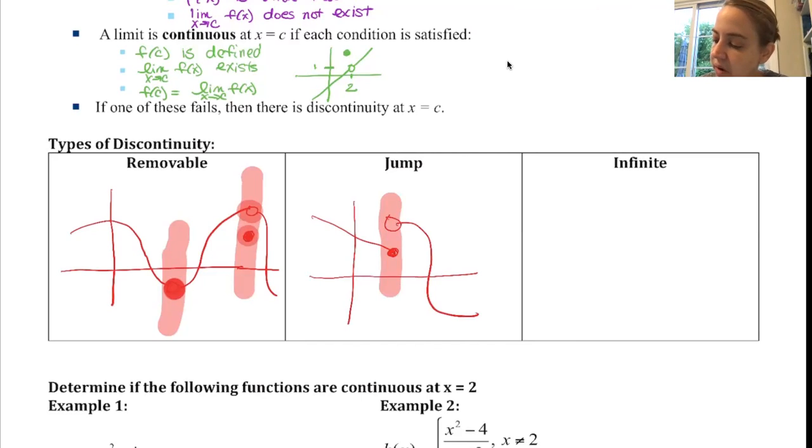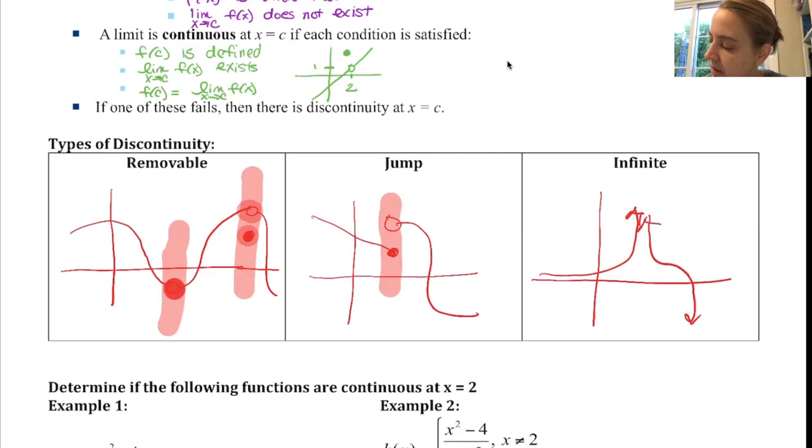And then finally over here, an infinite discontinuity. It's exactly what it sounds like. It's headed to infinity. So my curve is going up. Maybe this side's going up. Maybe it looks something like this. Basically, you're reaching some kind of asymptote. My highlighter's a little thick for that, but there's some kind of asymptote.